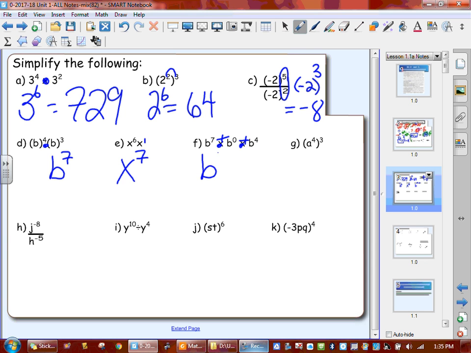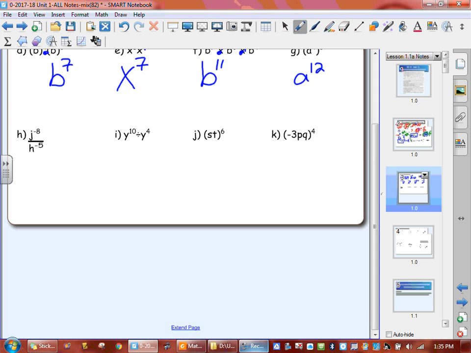The next one, you're going to times 4 and 3 to get an exponent 12. How's everybody doing so far? Pretty good? Excellent. Let's move this up. Does it go too fast? Okay.